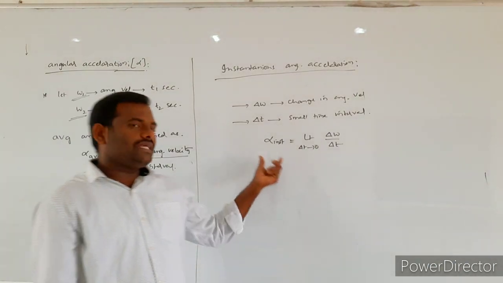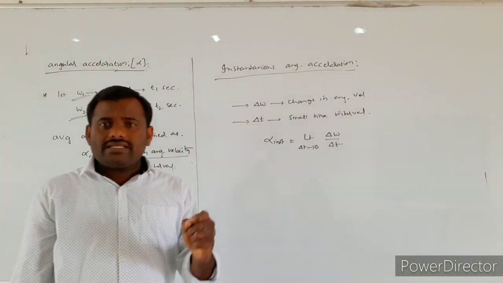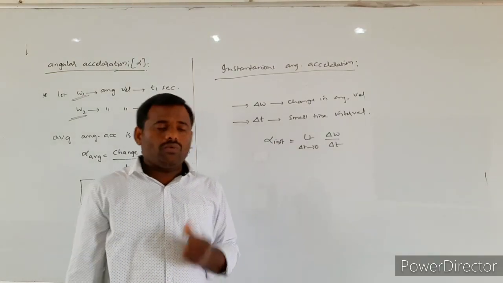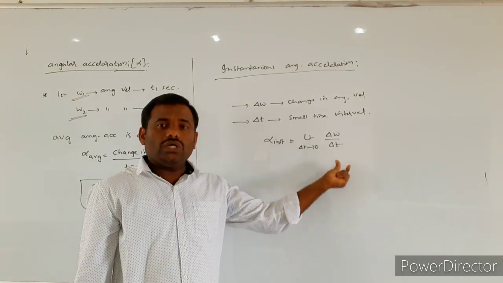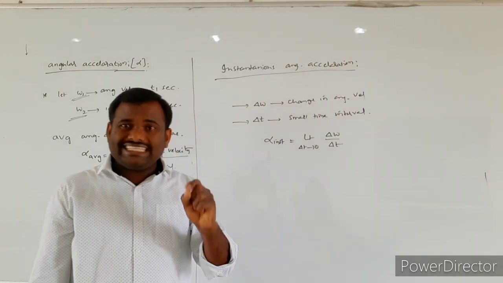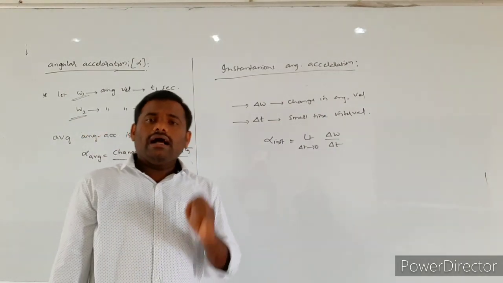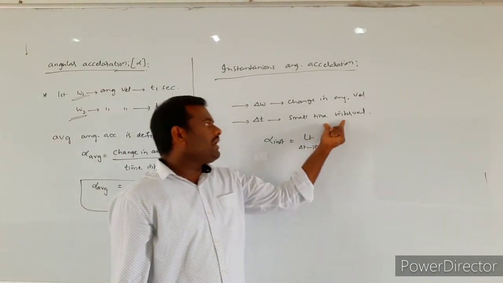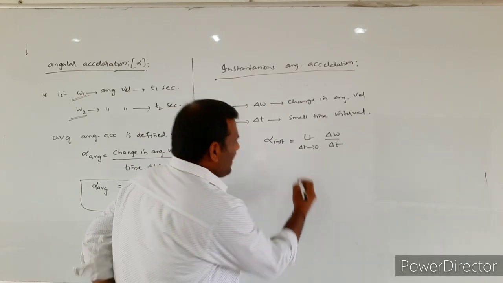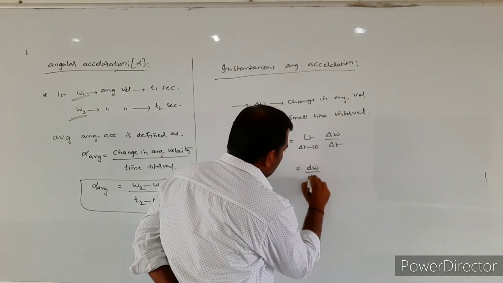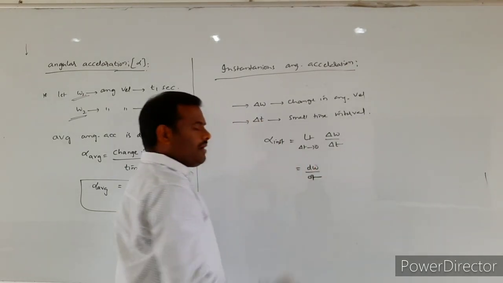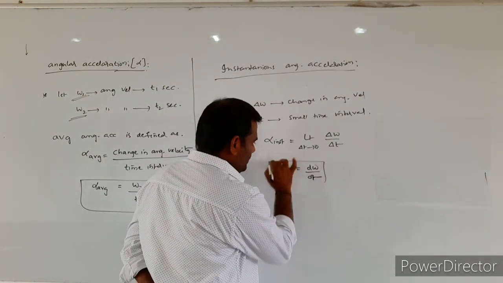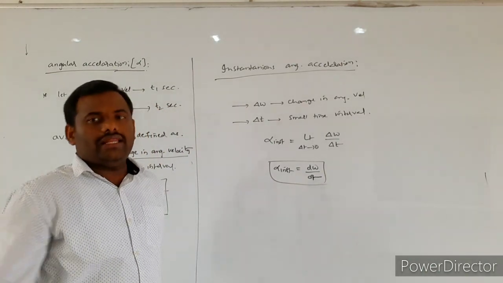So what is the notation to represent instantaneous angular acceleration? Instantaneous angular acceleration is equal to limit delta t tends to 0, where delta t tends to 0 indicates a very small time interval, of delta omega by delta t. This value is also equal to d omega by dt, which is nothing but instantaneous angular acceleration.